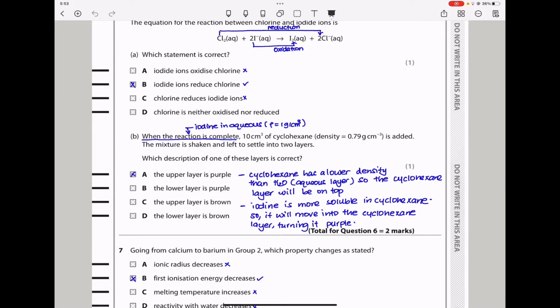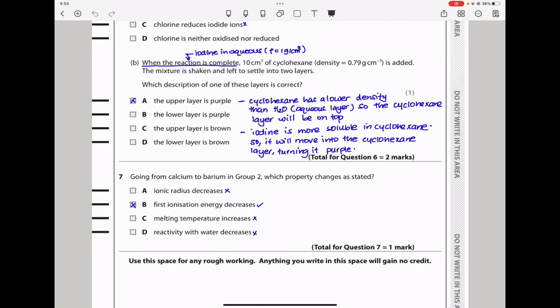Another thing is we see the density of cyclohexane is 0.79 gram per centimeter cubed, which is lower than the density of the aqueous layer, which is approximately 1 gram per centimeter cubed. So we can conclude that iodine is going to be in the top layer, which is the cyclohexane layer, and its color is going to be purple. So the answer is going to be A. The upper layer is going to be purple.